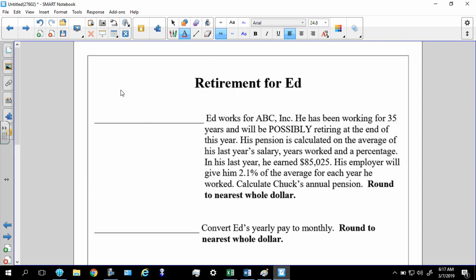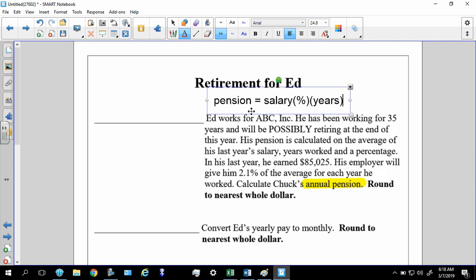Next, Ed works for ABC.com, or ABC Incorporated, sorry. He's been working for 35 years, possibly retiring. Because of my voice, I'm not going to read it. But again, the buzzword to pay attention to is annual pension. This is your pension formula. And that is, the pension is equal to the salary times the percentage times the years.